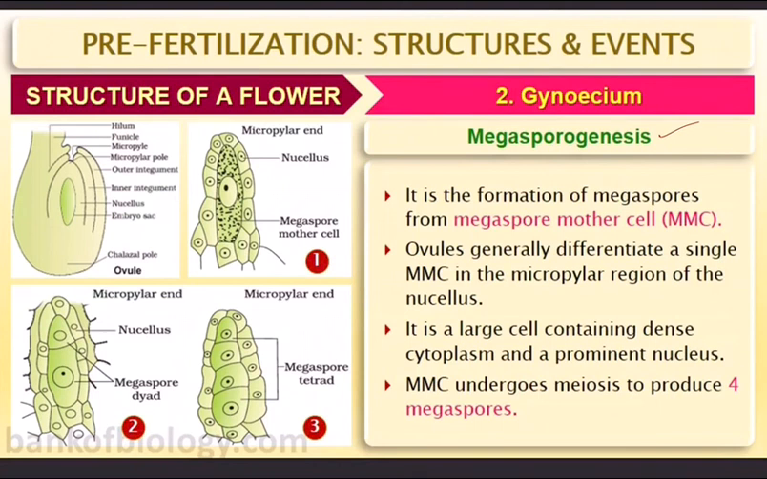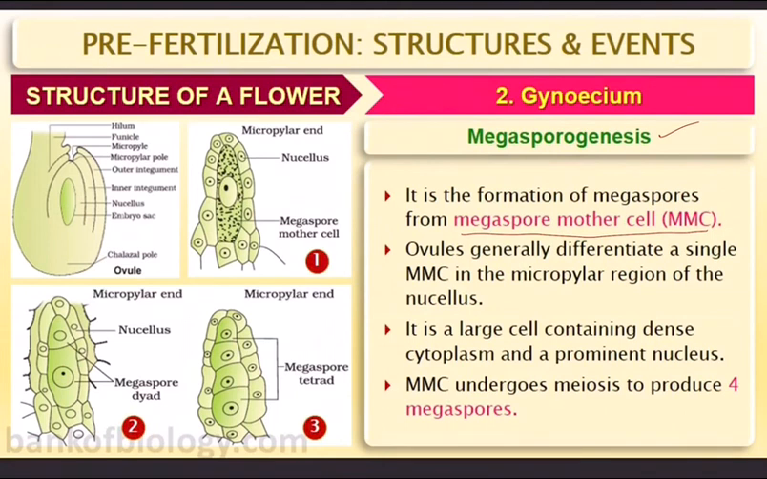megasporogenesis. Genesis means taking birth. What is taking birth? Megaspore. From where is it taking birth? From the MMC, megaspore mother cell. But one precaution: yesterday I also used MMC, there for microspore mother cell. Here also I am using MMC, but I mean megaspore mother cell. To avoid that confusion, it is better to use PMC, pollen mother cell, for microspores, whereas for the megaspore mother cell you can use MMC. So it is the formation of megaspores from the megaspore mother cell, that is megasporogenesis.